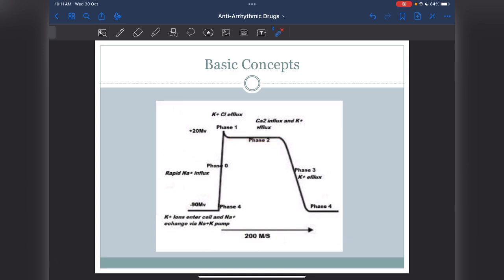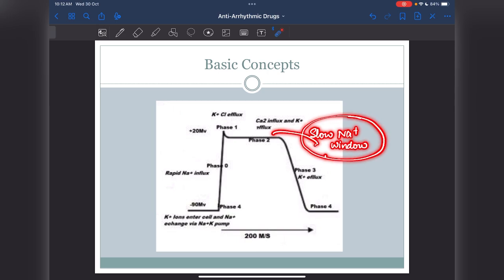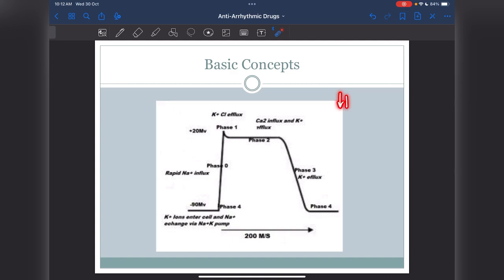The calcium is coming in and the potassium is going out, so ultimately a plateau phase is maintained. Also, there is a third type of current that works here that you need to know for a drug that we will study later. There are slow sodium window currents that are activated here. Some amount of sodium is definitely getting inside, which you need to know. Most people don't know about this, but there are some window currents that occur here.